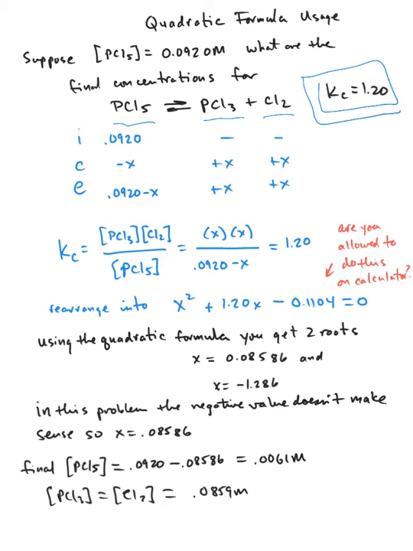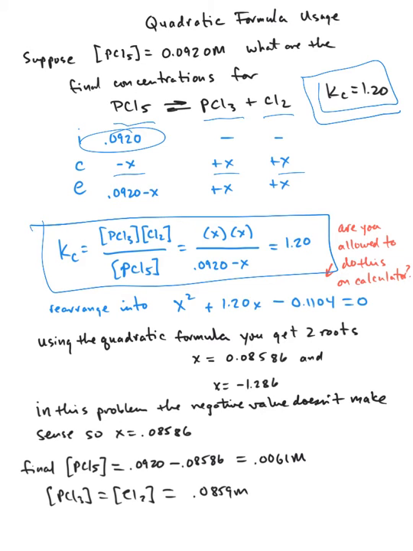So if you start with the initial concentration of PCl5 as 0.0920 and then do minus x, and plus x, I get this expression for the Kc. I get x squared over 0.0920 minus x is equal to 1.20. If you multiply that out and rearrange, you get a quadratic polynomial. So this is where you use the quadratic formula to solve for x.